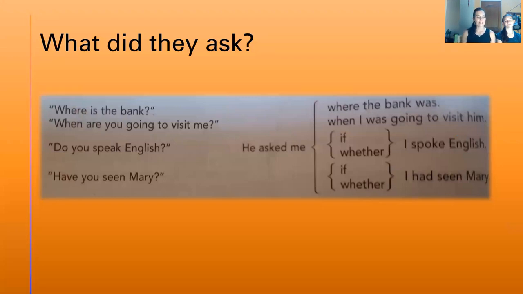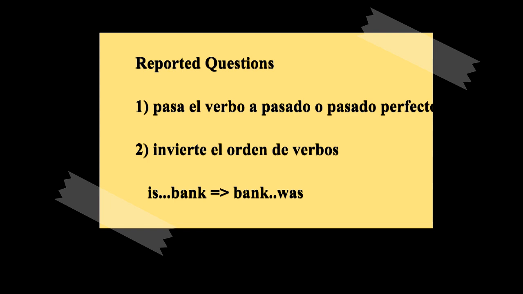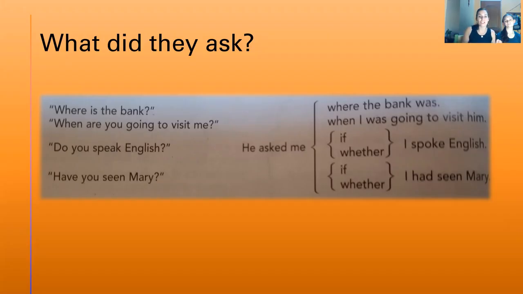So how do we report what has been asked? The question might be, where is the bank? When are you going to visit me? Do you speak English? Have you seen Mary? To report the question that was asked, we would say, he asked me where the bank was, with the verb at the end. He asked me when I was going to visit him.